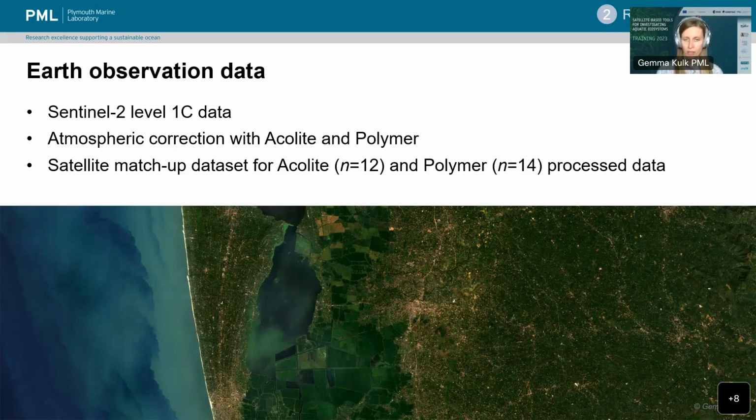So for the regional algorithm development, we tested different atmospheric correction methods, and we processed the Sentinel-2 data using Acolyte and Polymer. Acolyte is based on a dark spectrum fitting approach, while Polymer removes the atmospheric signal and estimates the water-leaving reflectances using a polynomial function of the wavelength. We also created a match-up data set with the in situ measurements from Lake Vembanad, and we had 12 match-up data points for Sentinel-2 data that was processed with Acolyte, and we had 14 match-up data points for Sentinel-2 data that was processed with Polymer.